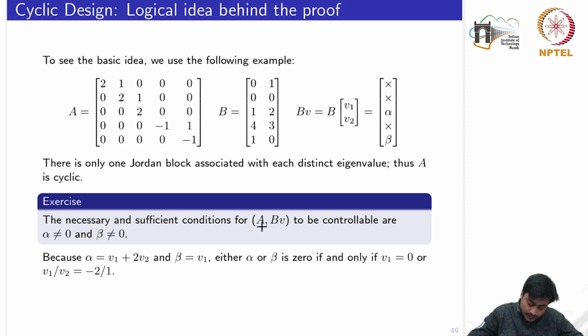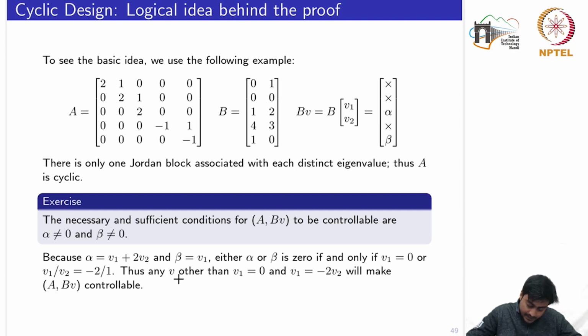and we cannot carry forward our design. Now, if V1 over V2 becomes equal to minus 2, then alpha will become equal to 0. Again, according to this result, the pair A comma B times V is not controllable. But thus any V other than V1 equal to 0 and V1 equal to minus 2 times V2 will make A comma B times V controllable.